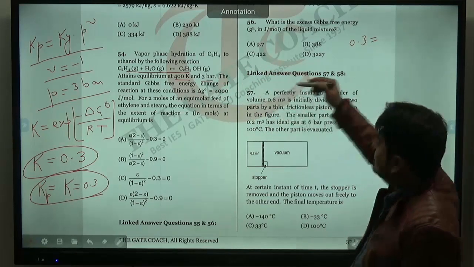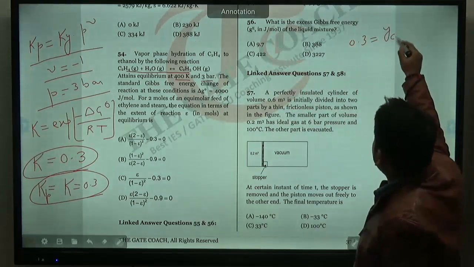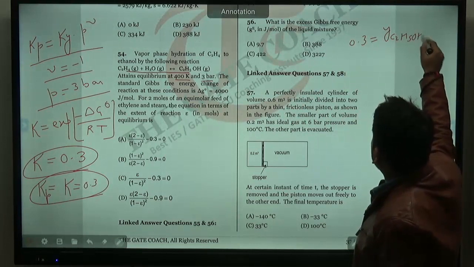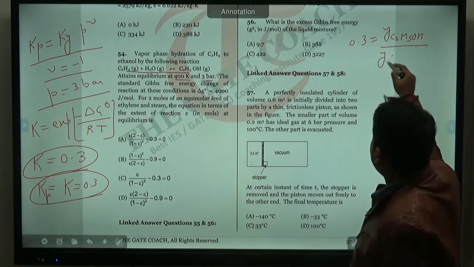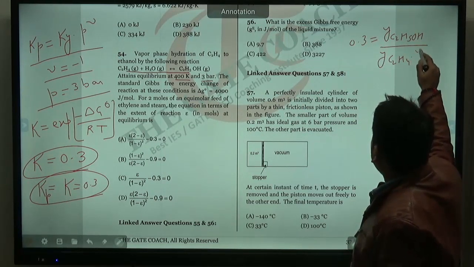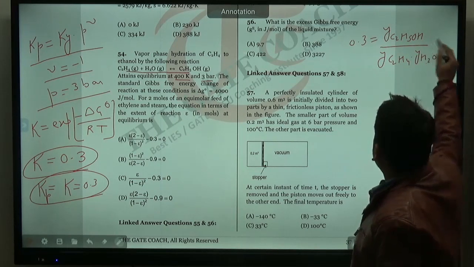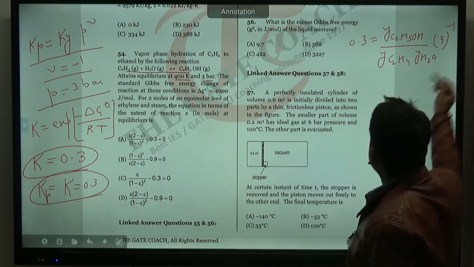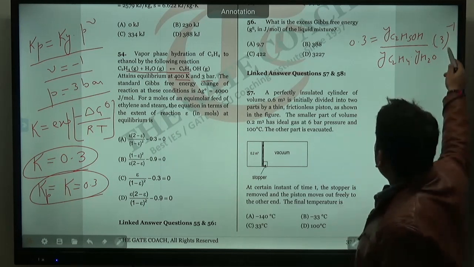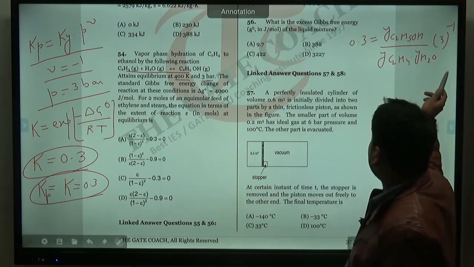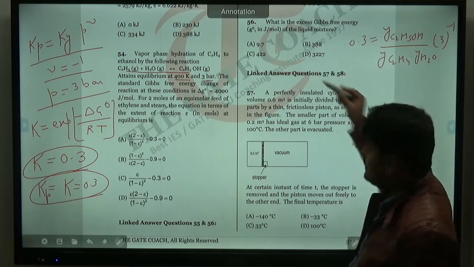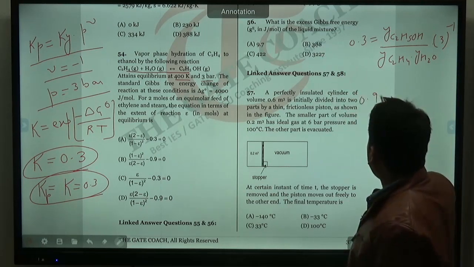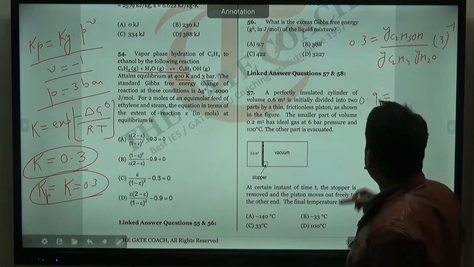So for this reaction you can write it as Y of C2H5OH divided by Y of C2H4 into Y of H2O, multiplied by 3 power minus 1. So 3 power minus 1 is 1 by 3, and you can take 3 on the left hand side, so it will multiply. So it will become 0.9 is equal to this value.